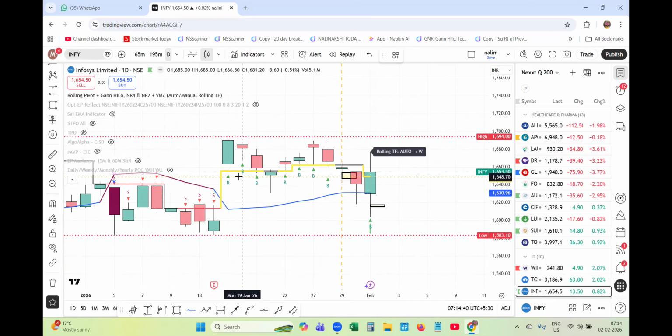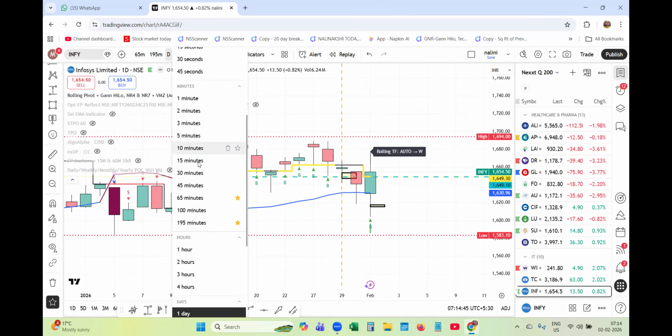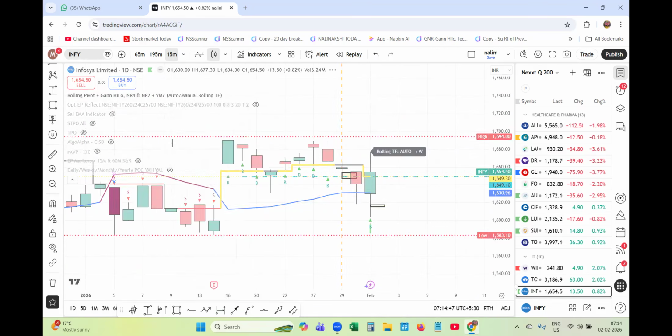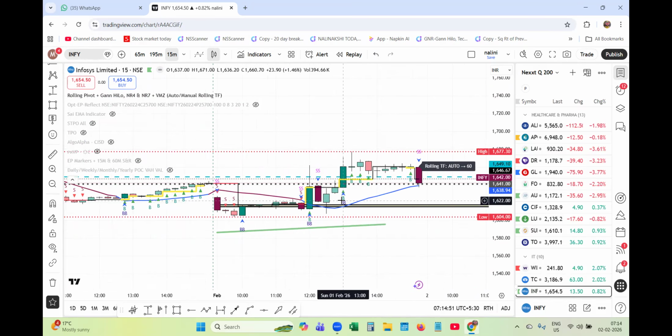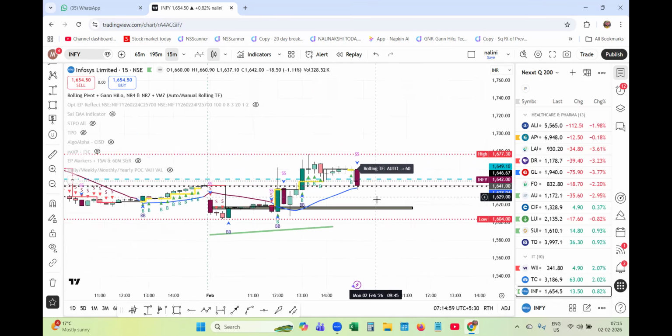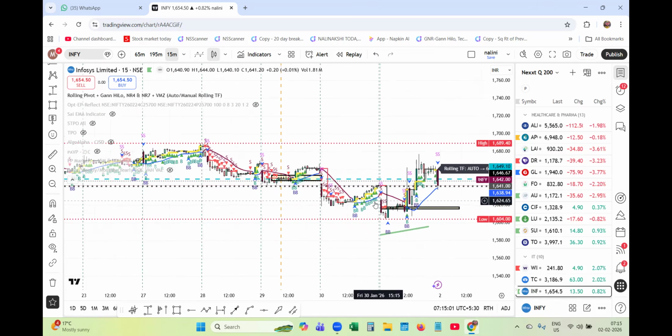1649, let me go to the hourly or 15 minutes chart. It has come down, and if it holds this level, this is the structure actually. From here to here, it has moved. It can give you a very good move in the market.